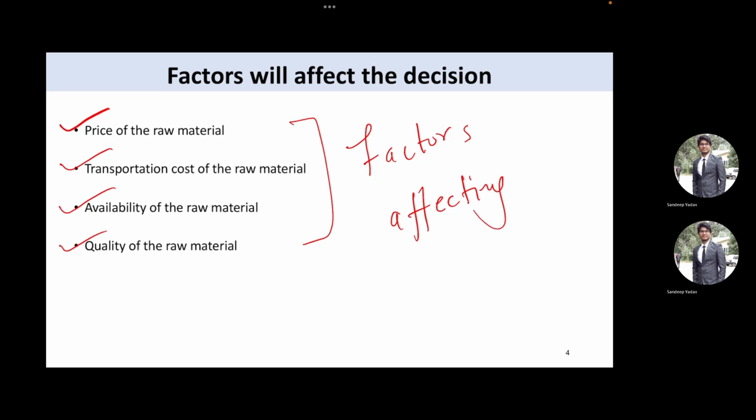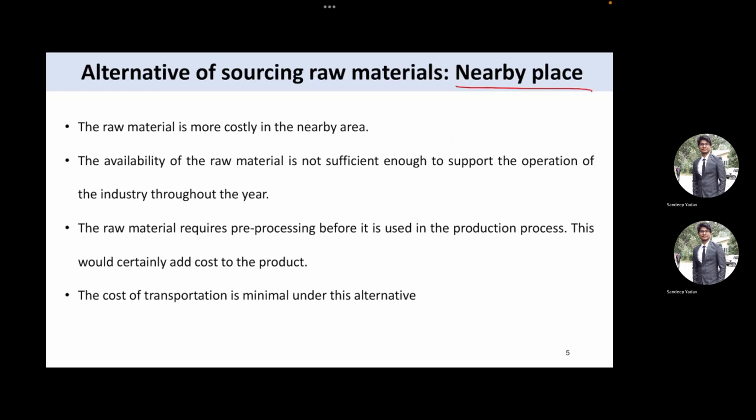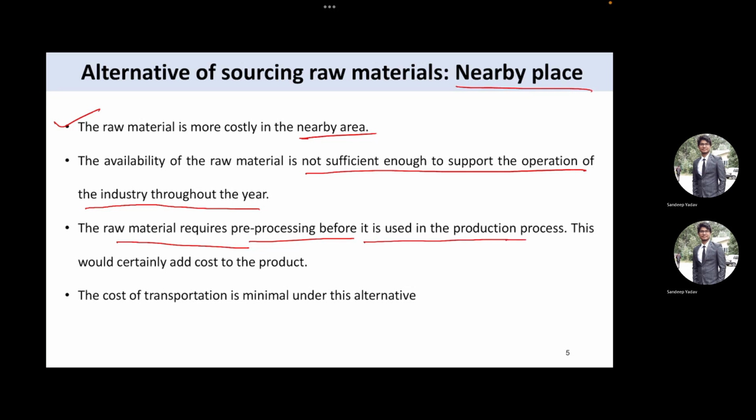Now, for the alternative source of raw material, we have two options. One is the nearby place and one is the far place. So let's consider first the nearby place. In the alternative source of raw material from the nearby place, the raw material is more costly in the nearby area. The availability of raw material is not sufficient to support the operation of the industry throughout the year, and the raw material requires pre-processing before it is used in the production process. This would certainly add an extra cost to the product. And finally, the cost of transportation is minimum in this case. This is the positive point in this option.